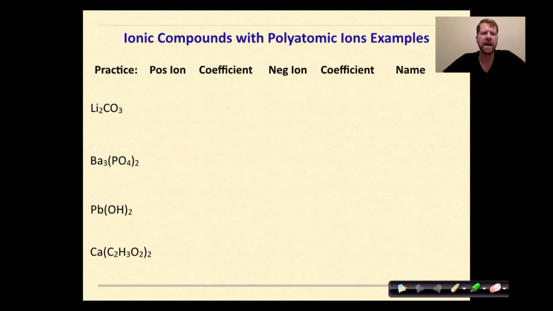Let's do some practice with ionic compounds containing polyatomic ions. I'm going to do the first one as an example. Li2CO3. The positive ion would be lithium, and there's 2 of them. So I'm going to write that here under coefficients since I have a designated column for that.